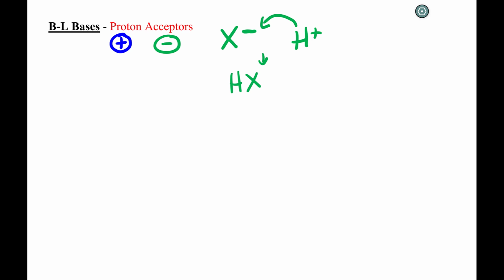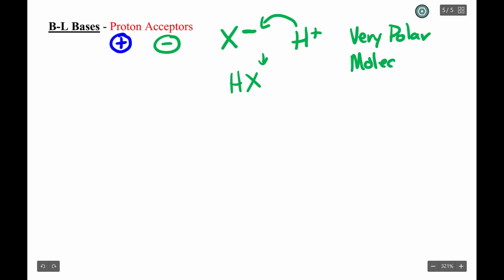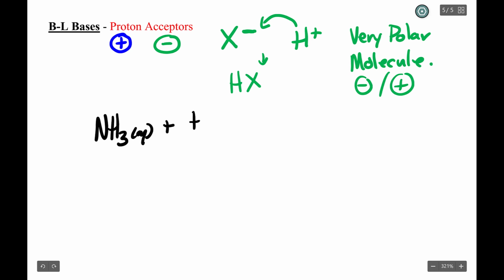The other thing it can be is a very polar molecule, because very polar molecules have a negative and positive end to them, and therefore they can almost act like an ion in a certain section. So I'm going to use the example of NH3 reacting with water, and I'm going to draw it out for you as well.